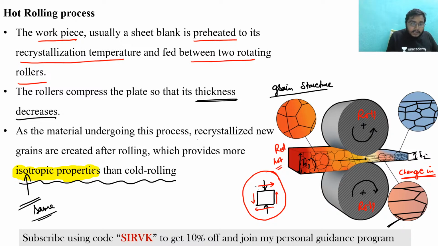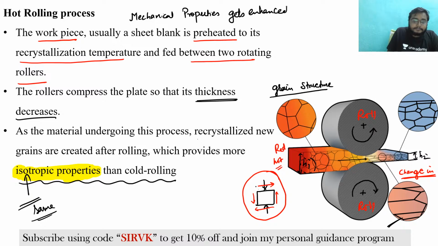And what did we see in yesterday's class? In yesterday's class we saw that in hot rolling, or in a hot working process, my mechanical strengths or mechanical properties get enhanced. So whatever mechanical properties I get, they would be isotropic in nature.